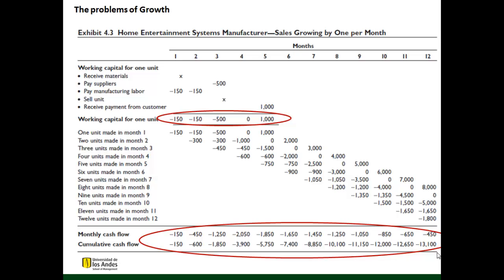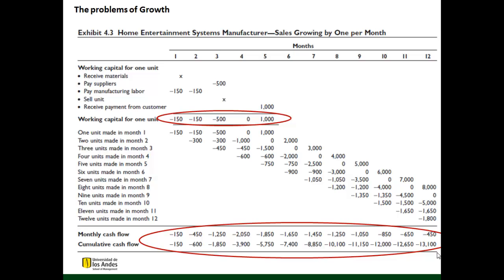And that has consequences in terms of cumulative cash flow. As you see in the last line of this graph, cumulative cash flow keeps increasing, right? In this case, we have a very different situation from the previous example. In this case, cumulative cash flow is negative and increasing until the end of month 12 and probably later in the game. So this is very important.